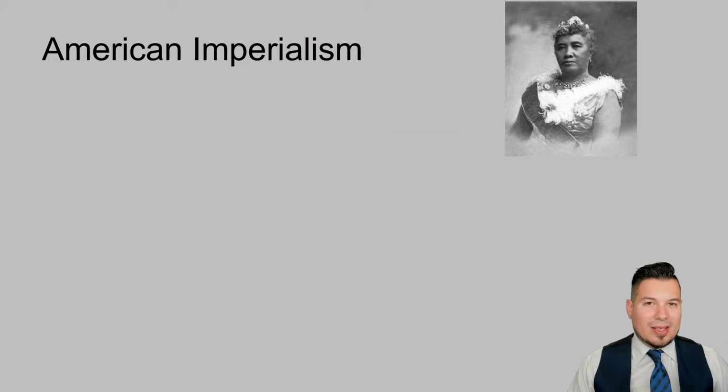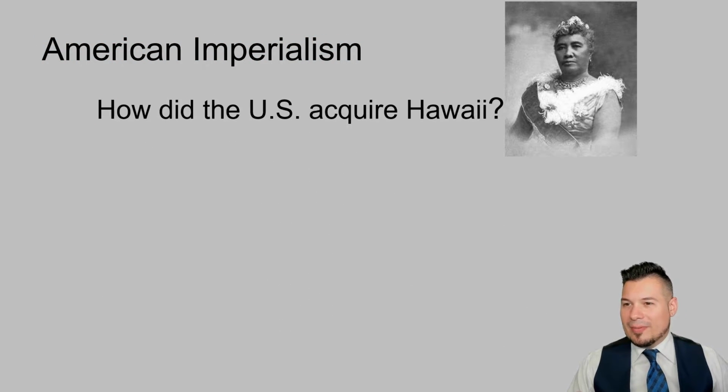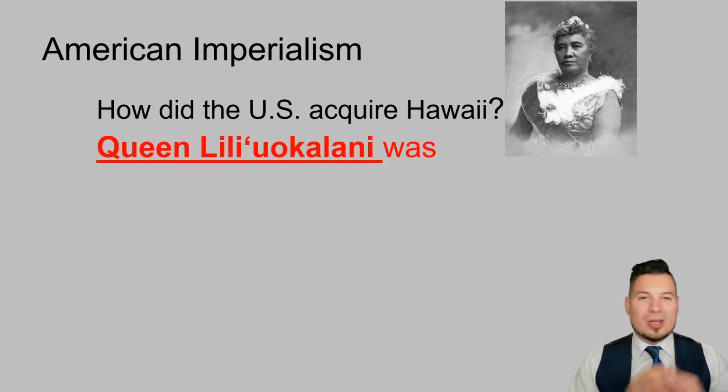So the Hawaiians had their culture. They had their queen, Liliuokalani, who was in charge. So why did the U.S. just take this from them? Well, we wanted to be imperialistic too. So we saw that there were gains for us.